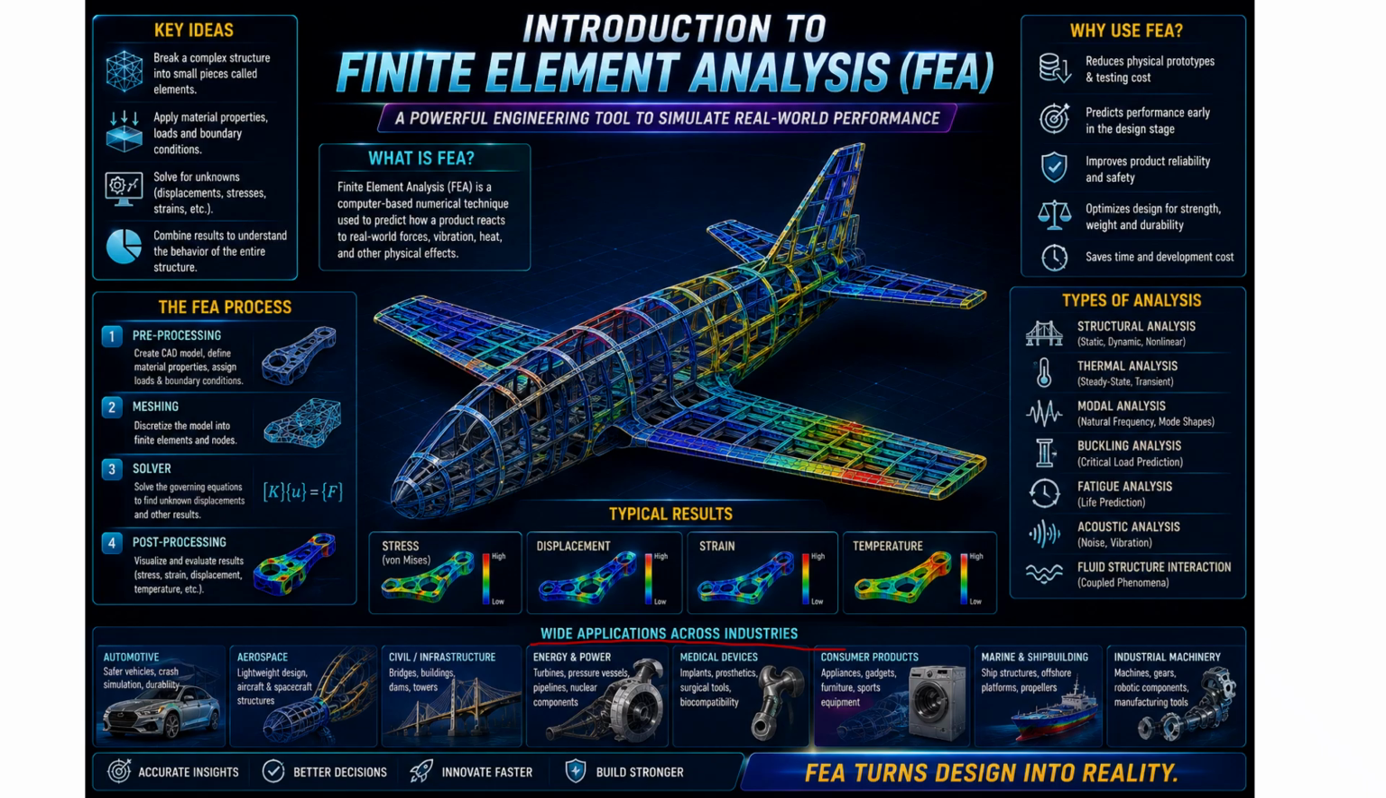The next thing is energy and power. In energy and power, you have turbines, pressure vessels, pipelines, nuclear components. Imagine the turbine. How the fluid is going to affect the turbine blades, how much stress is going to be generated in the turbine blades, whether the turbine blades can sustain that kind of shock, fluid shock, or resonance or vibrations coming from the air or from the fluids. That kind of thing you can check. In pressure vessels like boilers, you can check whether the boiler or pressure vessel can sustain that amount of pressure or not.